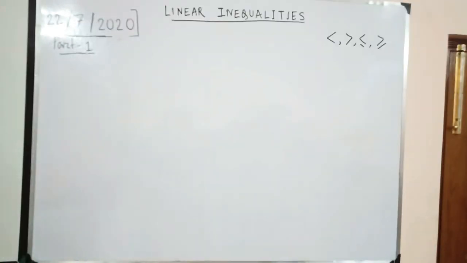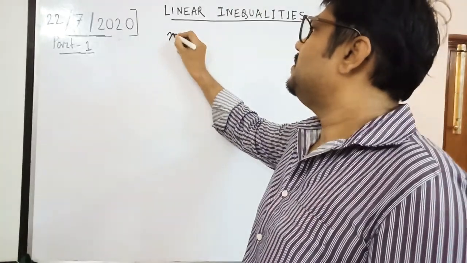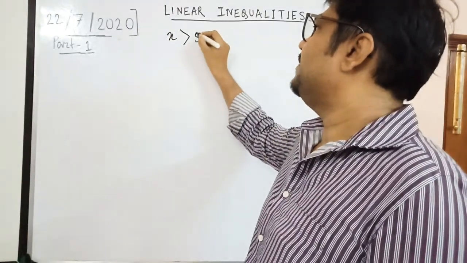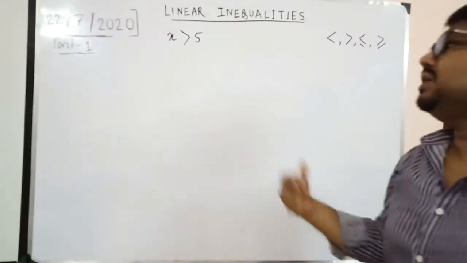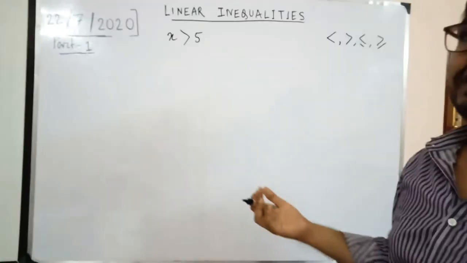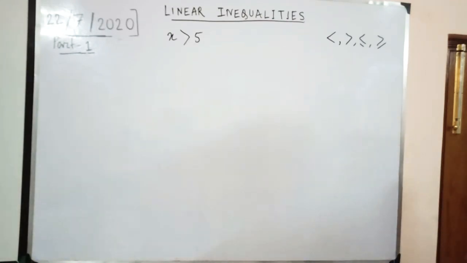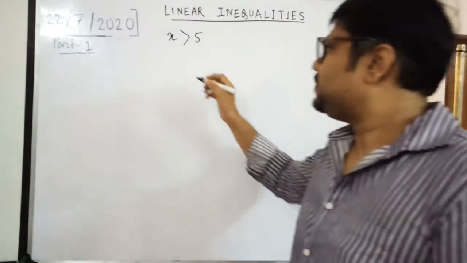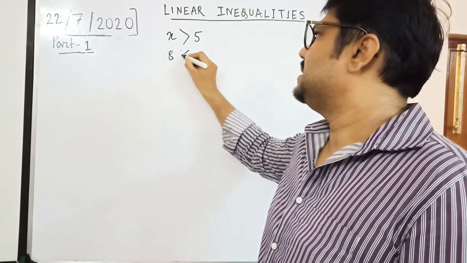All of us know. Now we can write something like x greater than 5. So x may be some variable, something which is greater than 5, like starting after 5. If it is a real number, it will start from 5.0001 and onwards, any value. Now you can also write something like 8 lesser than 10.